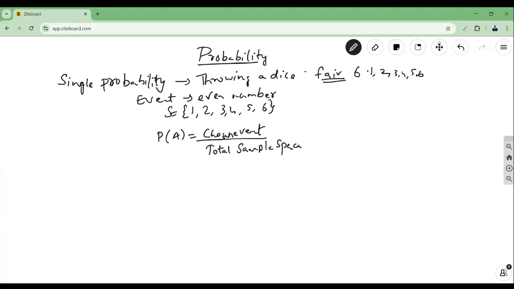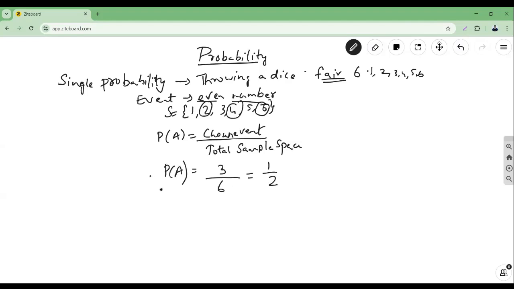See, a total of six possibilities are there, right? So the total number of possibilities is 6. And the chosen event is an even number. So where are the even numbers? Here, here, and here. The total three chances, three possible times that an even number can come. So it's 3/6. And if I simplify it, I get 1/2. So this is called a single probability.